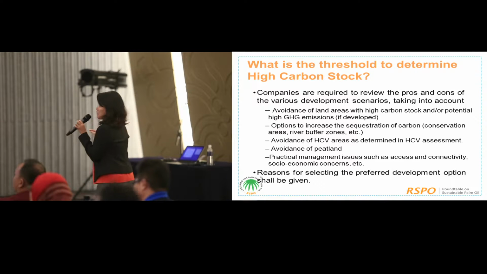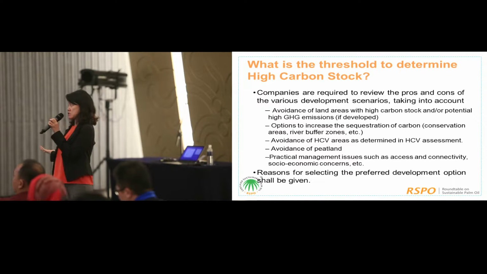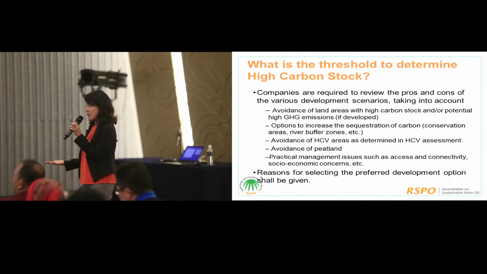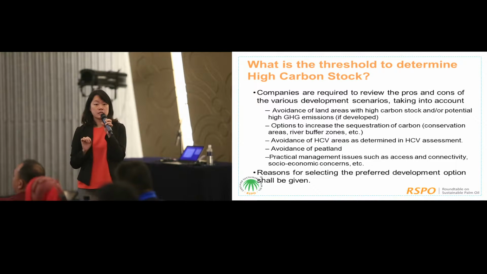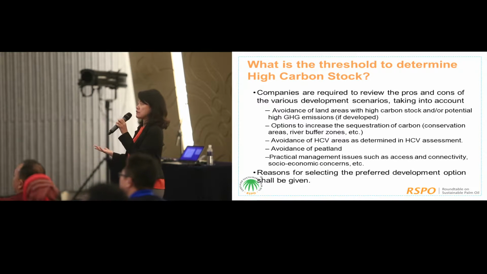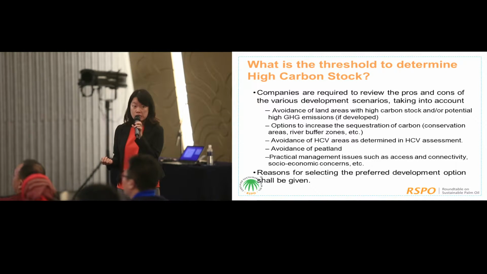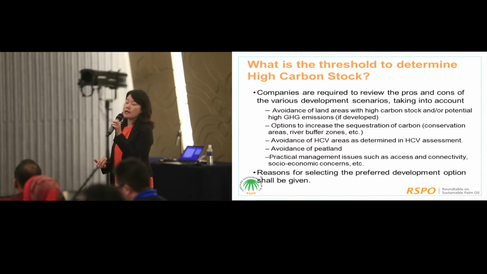So we ask companies to review the pros and cons of the various development scenarios. And they have to take into account, for example, the avoidance of HCV areas as determined by the HCV assessment, the avoidance of peatland. But we also bear in mind that they have to take in practical management considerations outside of all of this, for example, access and connectivity and other socio-economic concerns in terms of their plantation design. So all these reasons for selecting their preferred development option have to be given.